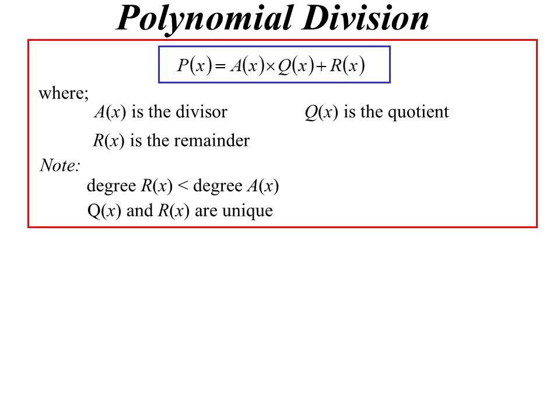And Q(x) and R(x), the quotient and the remainder, are unique, right? Because if they were the same thing, again, you could do a division into the remainder.